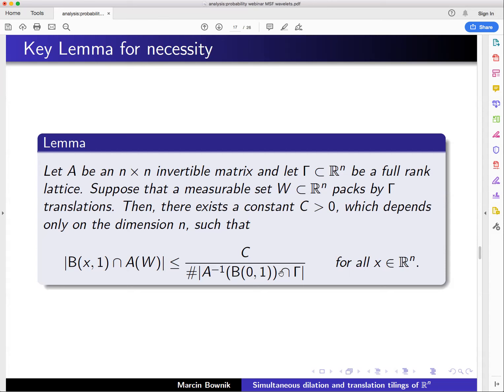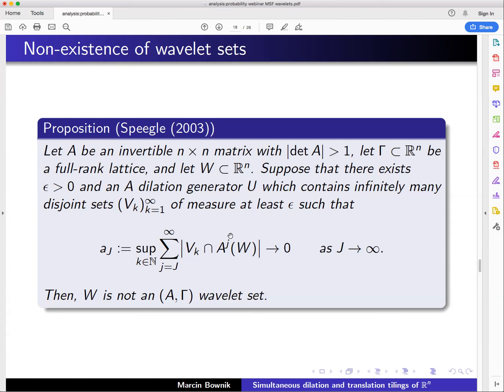It's an elementary result. Basically, using the previous lemma that I showed you, you can prove it. And now we want to show non-existence results for wavelet sets. This is a result due to Speegle that is quite elementary, and this was the only known result that shows non-existence of wavelet sets. It's quite easy to show. I will not show you the proof, but it turned out to be also sufficient for getting this characterization.